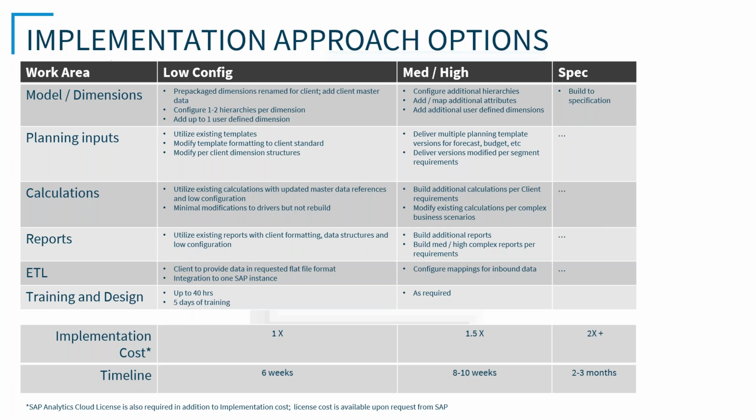Some of our implementation approach options: we have the low config, which is straight out of the box. We're looking at about a 6-week time frame for that. Medium to high config, we're looking closer to 10 weeks. So low config would be very minimal changes. Medium to high config would be additional dimensions, additional reports, additional calculations, and depending on the complexity and the number of those enhancements would dictate how much of an increase in the timeline that would be. We also have the option of building to spec. That could be anywhere from 2 to 3 months or beyond, depending on the complexity of your requirements.